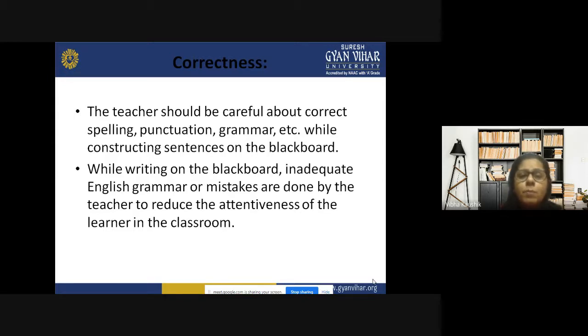Punctuation should be placed properly, and grammar should be correctly used by the teacher while constructing sentences on the blackboard. While the teacher is writing on the blackboard, inadequate English grammar or mistakes reduce the attentiveness of the learners in the class.